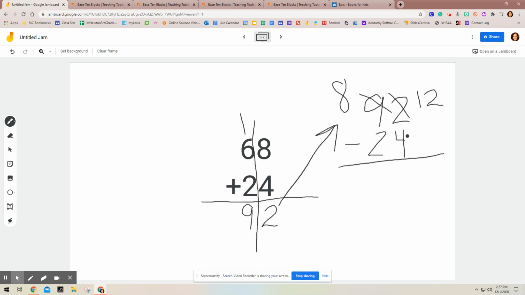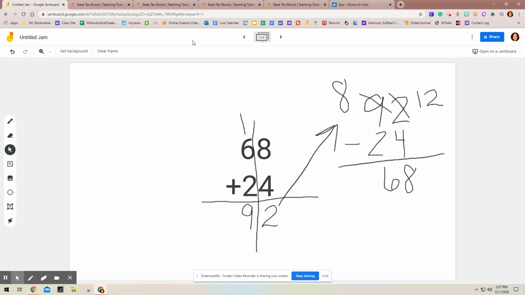So now I've got 12 minus 4. 12 minus 4 is 8. 8 minus 2 is 6. So there are all three of my fact families: 92, 24, 68. 68, 24, 92. So I know that it does check out.